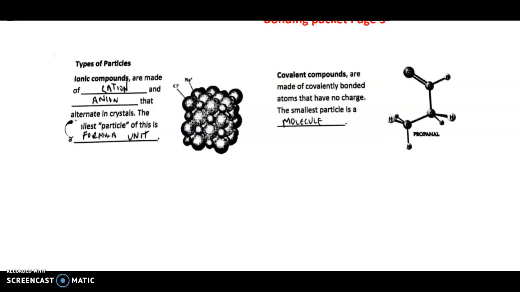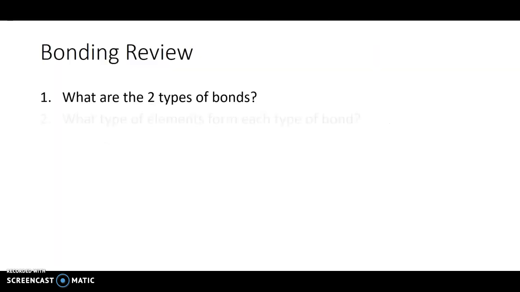So in an ionic compound, we have a cation and an anion alternating in crystals. So there's not really a single piece of matter that is defined by the chemical formula. It's really just the simplest ratio of the positive to negative charge in the crystal. We call that ratio a formula unit. In a covalent compound, however, there are actual discrete pieces of matter made up of small numbers of atoms that are called molecules.